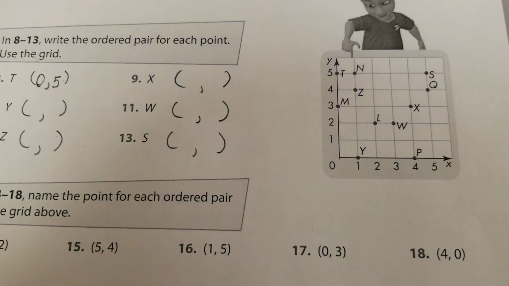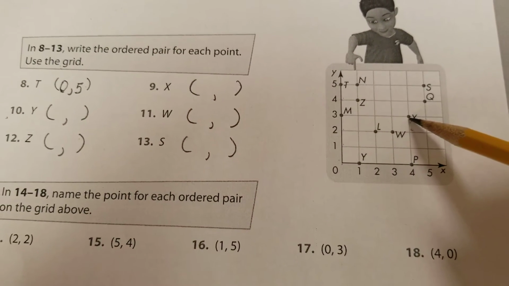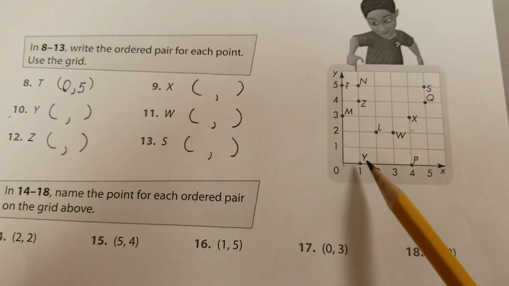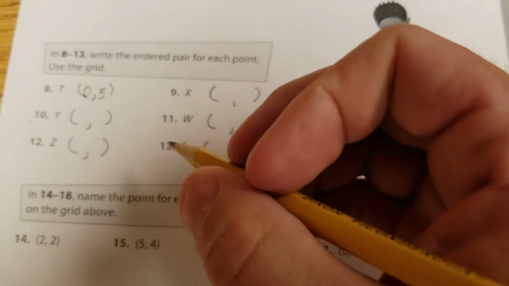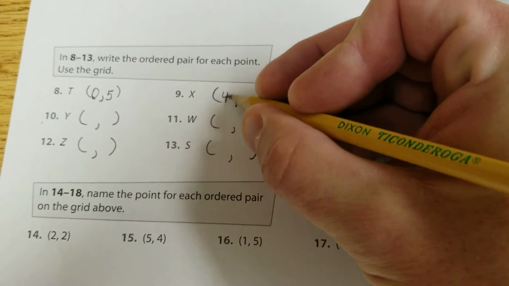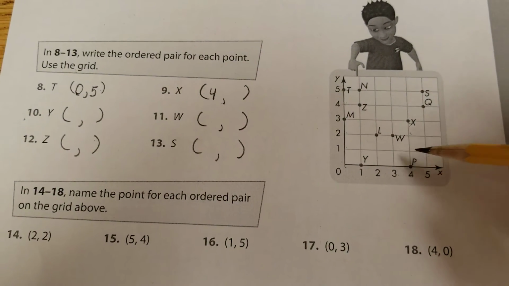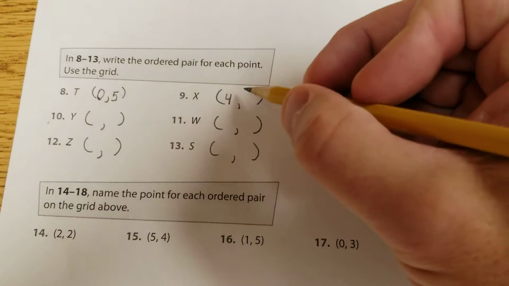Our second one is X. X is located right there. And so we start at our origin and we go on our X first. 1, 2, 3, 4. So I'm going to write down 4 for X. And then our Y is how many times do we go up? 1, 2, 3. And it matches the 3. So it is 4, 3.